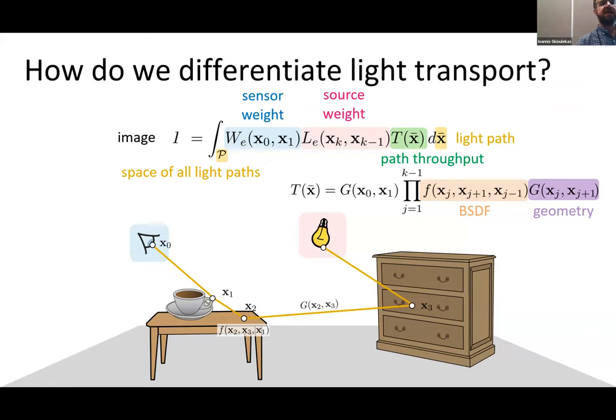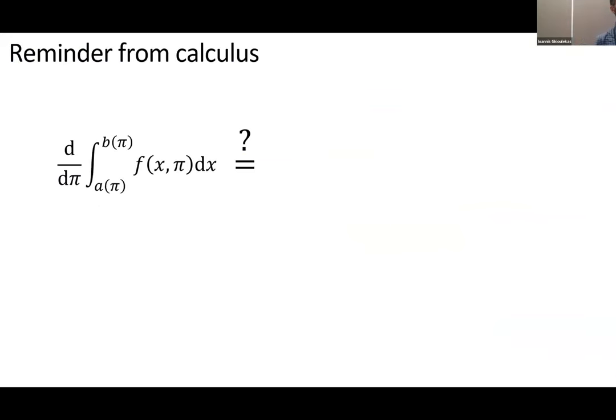And for that, I'll start from some reminder, or at least some presentation, of some basic calculus material about how we differentiate integrals. So that's just to give you some insight of the key challenges and the key algorithmic innovation in differentiable rendering, okay? So let's say that I have a function like this. Forget for now about rendering. I just have some f of x and also some other parameter pi, and I need to integrate from a of pi to b of pi. And I want to differentiate this with respect to this pi parameter. What's the result? What's the derivative?